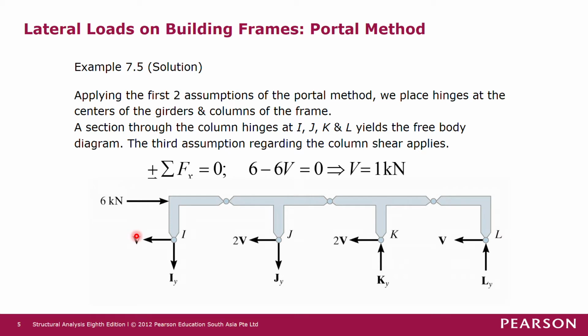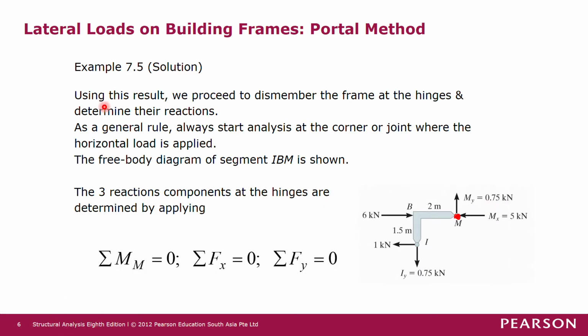Okay, so this is 1 kilonewton from right to left. This is 2 kilonewton from right to left, and so on and so forth. So once we have solved this, now we want to move on to solve for the other unknown internal forces. Normally, by using the previous result, we proceed to dismember the frame at the hinges and determine their reactions. As a general rule, always start analysis at the corner or joint where the horizontal load is applied.